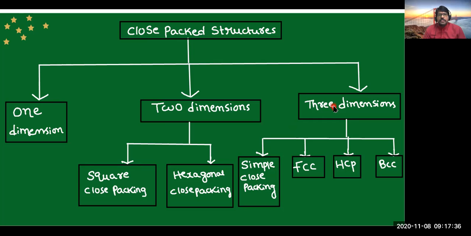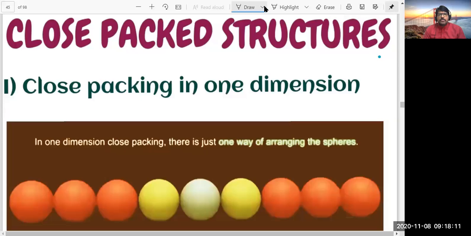And in three dimensions, we have four different types of close packings: simple cubic, face-centered, hexagonal close packing, and body-centered. Simple, face-centered and body-centered we studied already, and one more thing we have, that is hexagonal close packing. So first let us take close packing in one dimension, after that close packing in two dimensions. And here is the structure for you, close packed structures in one dimension.